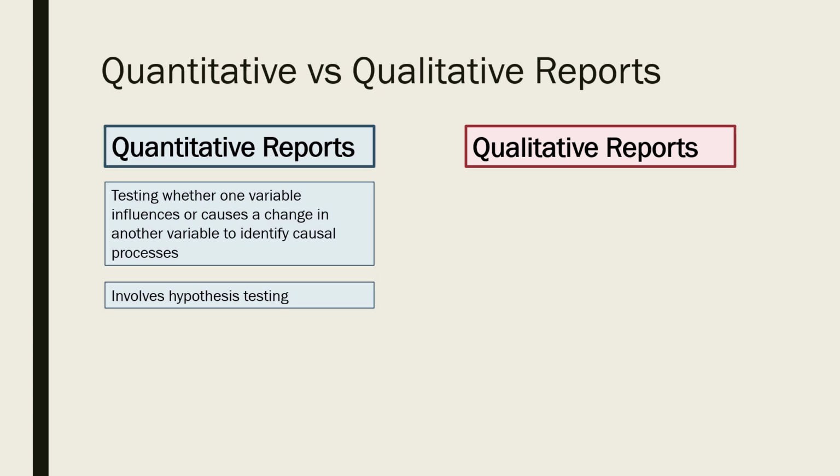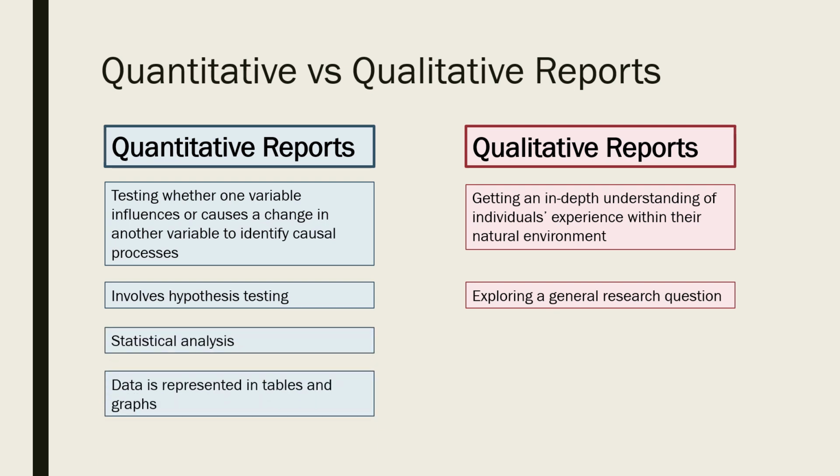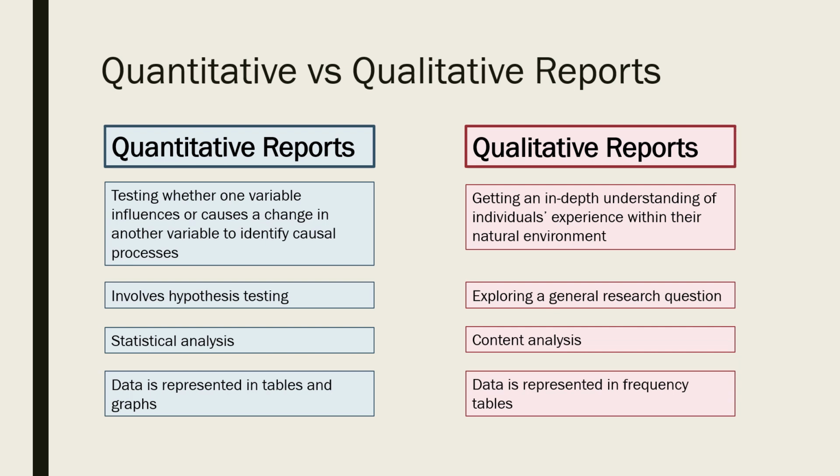In contrast, a qualitative investigation aims to get an in-depth understanding of individuals' experience within their natural environment. This is a more descriptive type of research, which is useful when very little is known about phenomena. Rather than hypothesis testing, it involves exploring a general research question. How data is analysed and represented also varies for these two report types. For quantitative data, statistical analysis is used, such as calculating the mean, median, and standard deviation. Thus, data is represented in tabular and graphical form. Qualitative data is analysed via content analysis and summarised in frequency tables.